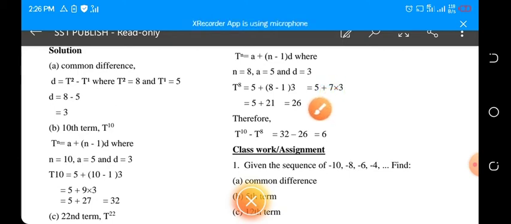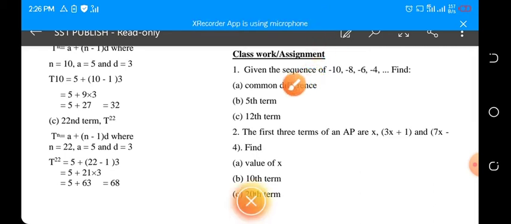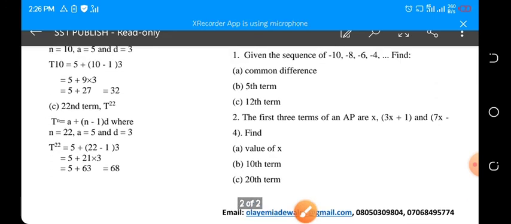Now I want to know whether it's clear or not. Therefore, we are going to do this classwork. Given the sequence of minus 10, minus 8, minus 6, minus 4, find the common difference, the 5th term, and the 12th term. The second question says the first 3 terms of an AP are x, 3x plus 1 and 7x minus 4. Find the value of x, the 10th term and the 28th term. That is our classwork. Make sure you do it.